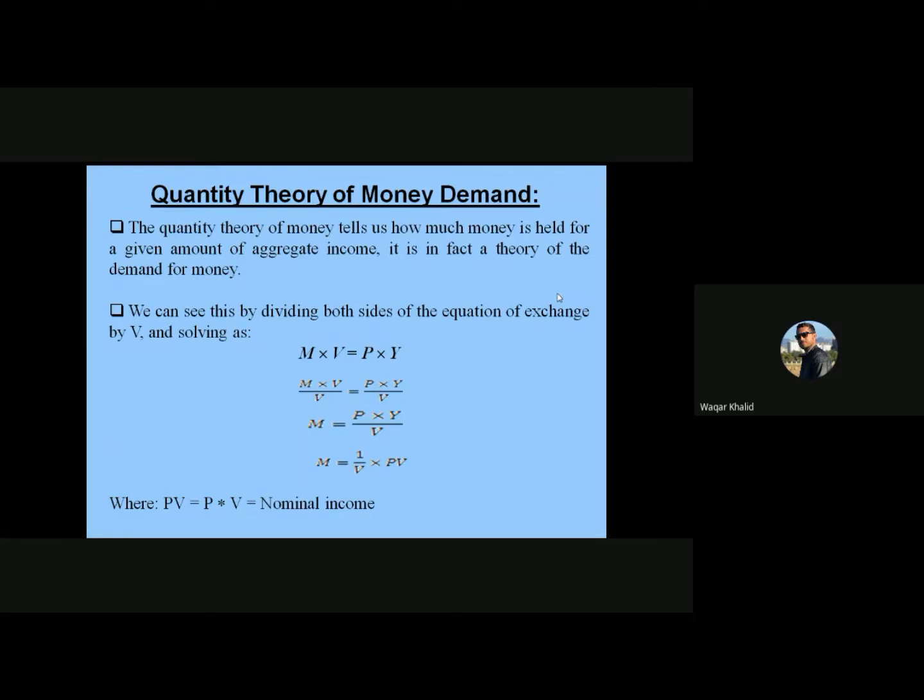People are going to the markets to buy something, to purchase something. They need money. The question is, for the national income, how much money do we need? This is the equation of exchange.